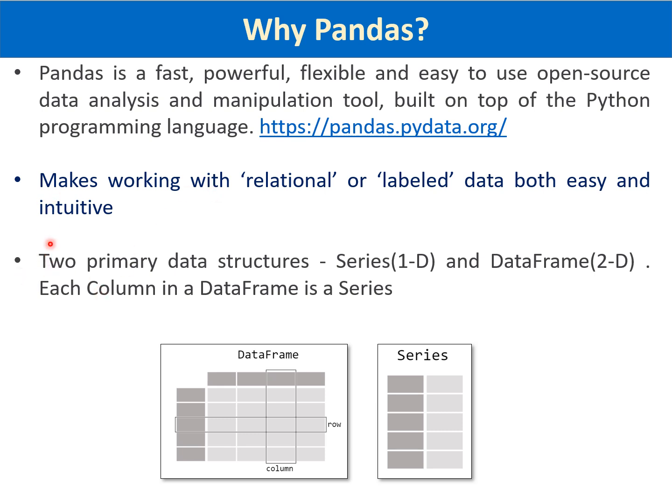Then Pandas provides two primary data structures: series, which is one dimensional, and data frame, which is two dimensional. You can see that the data frame is similar to a spreadsheet where the data is represented in the form of rows and columns. Now each column represents one variable, and the data contained within this column belongs to a particular data type. Like this column may be containing data type of integers, this column may be containing data type of floats, and this column may be containing data type of strings.